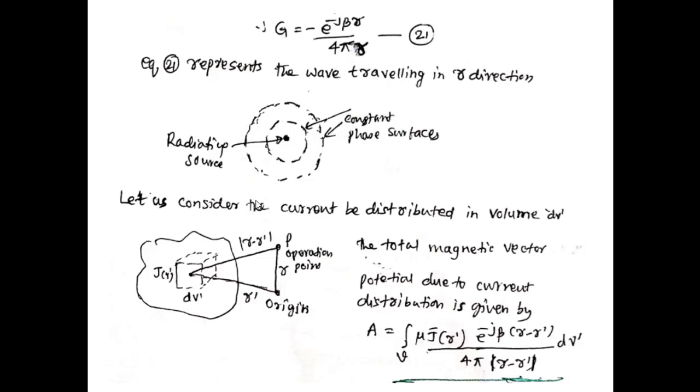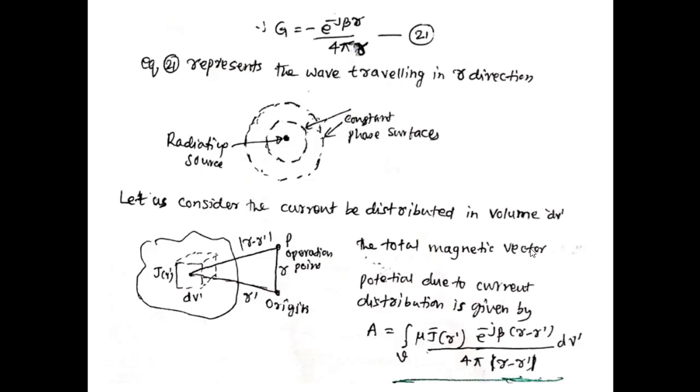Let us consider the current distribution in volume del V. Let us take a small volume del V. In this, a small current density is placed here, and we want to find the field at a point P at a distance R from the origin. So this distance is R bar, R dash, and this is R minus R dash. So the distance of the point is R here.